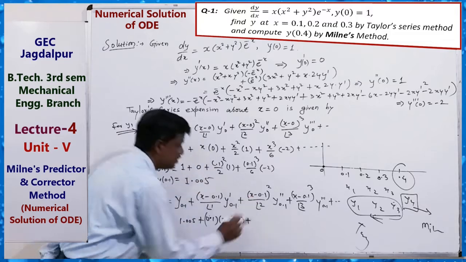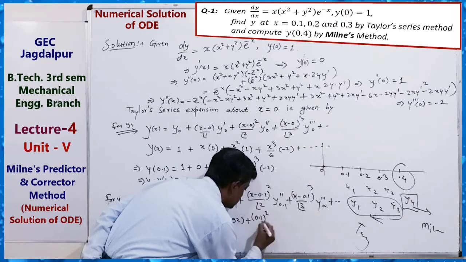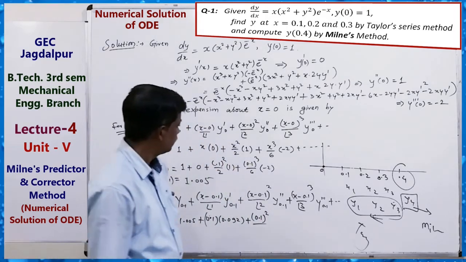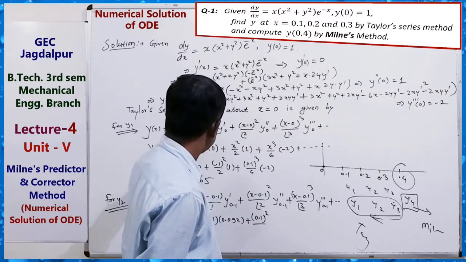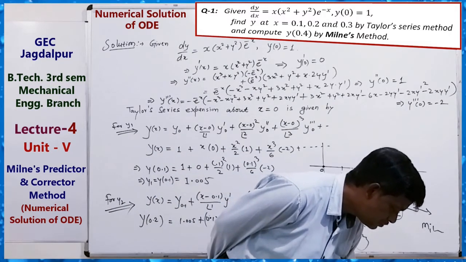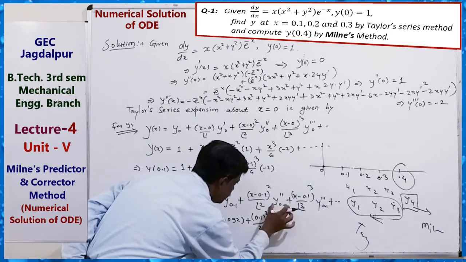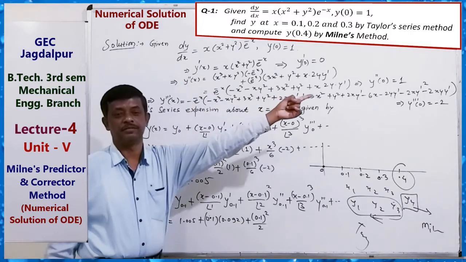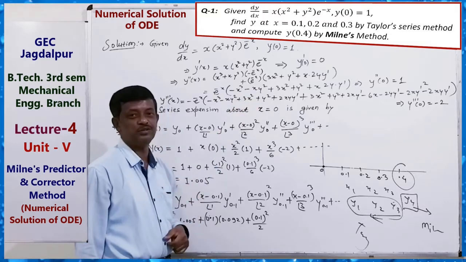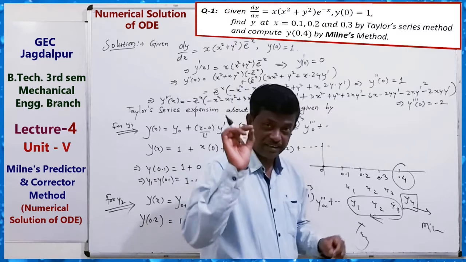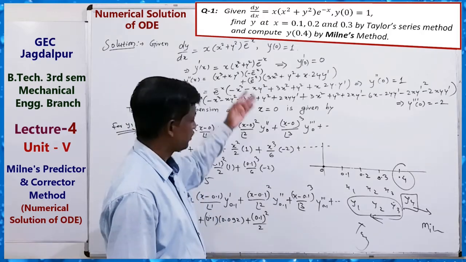0.092 plus (x equals 0.2 minus 0.1) square, 0.1 square upon 2 factorial, and this value is the second derivative. Just in place of x write 0.1 and in place of y write 1.005. You can get the value of the derivative. Very tedious work because there are many values, so you can computerize this.